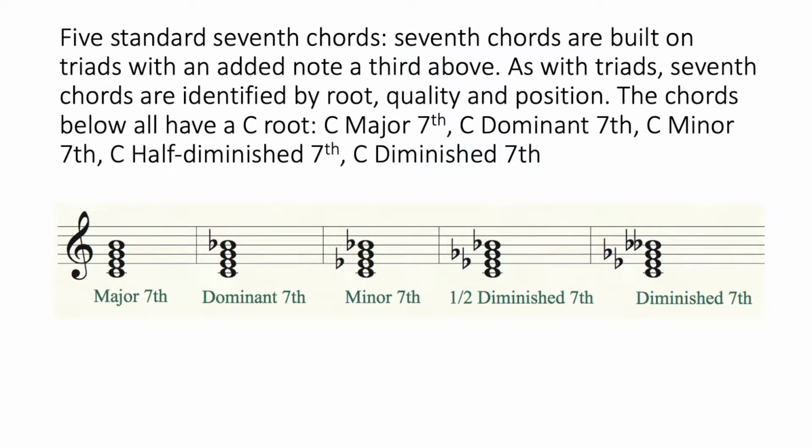There are 5 standard seventh chords: the major seventh, dominant seventh, minor seventh, half diminished seventh, and diminished seventh chords. These are all built on triads with an added note a third above the triad. As with the triads, seventh chords are identified by the root, quality, and position. The chords we have here are all based on C. They all have a C root, so we call them the C major seventh, the C dominant seventh, the C minor seventh, C half diminished seventh, and the C diminished seventh.